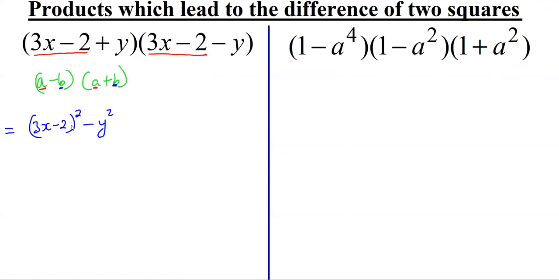Can you see what we have done? We are looking at the value here to say, okay, what is constant here? It's 3x minus 2. Then there's also 3x minus 2. Then can you see the signs here?